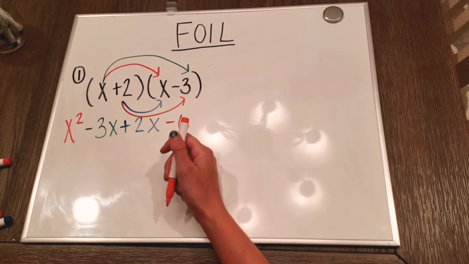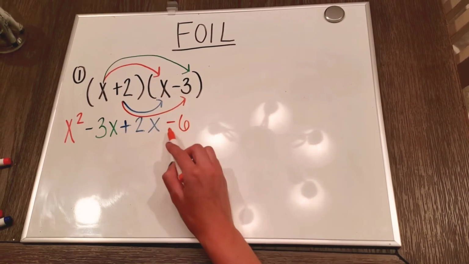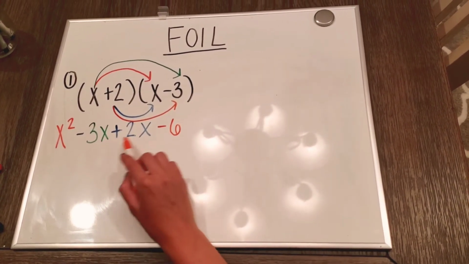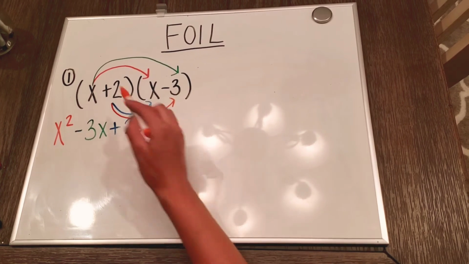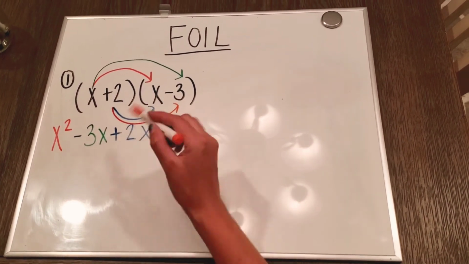Okay, notice the signs matter. This positive 2 times this negative 3 gives you a negative 6. So just be careful. Signs do matter in these types of questions. The questions I gave you before had a plus sign and a plus sign. Now you have a plus and a negative.